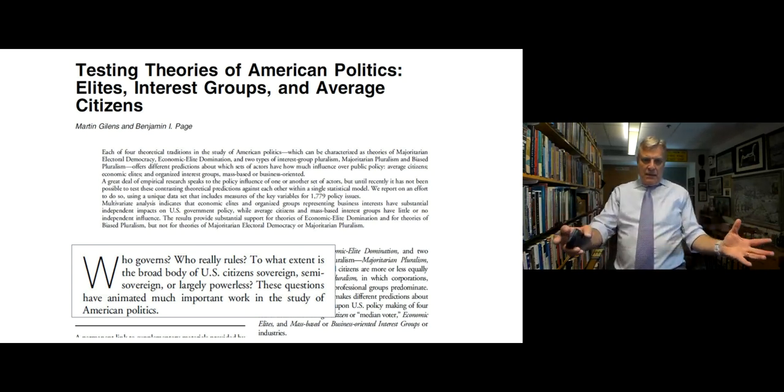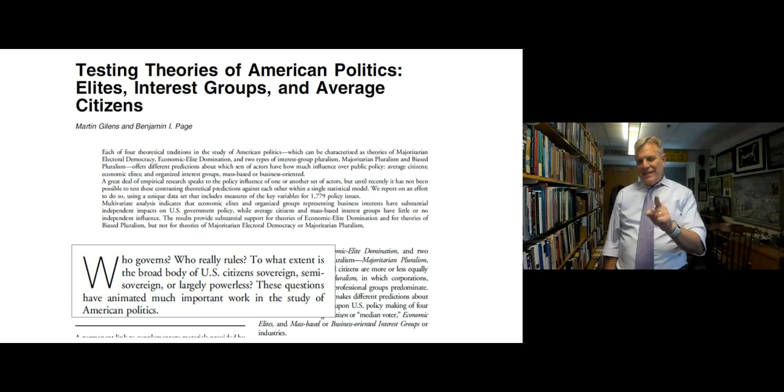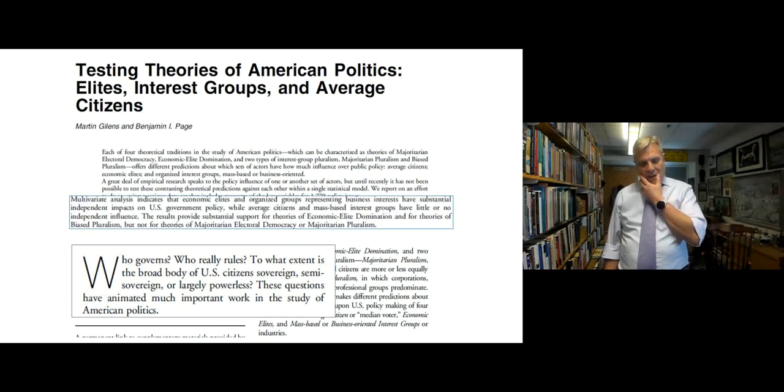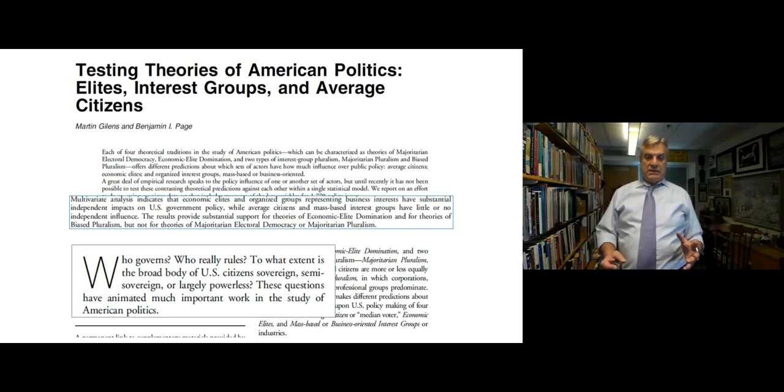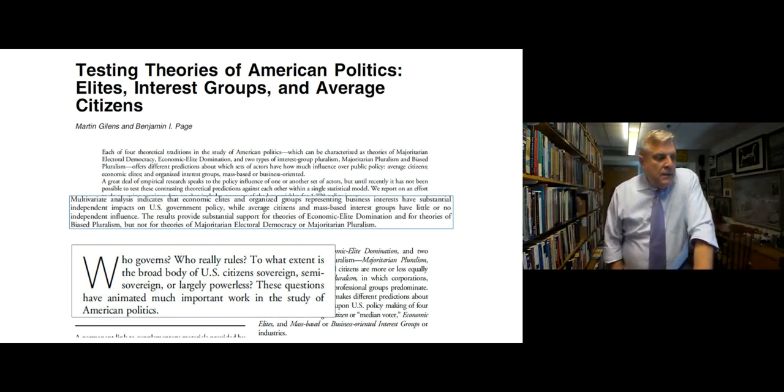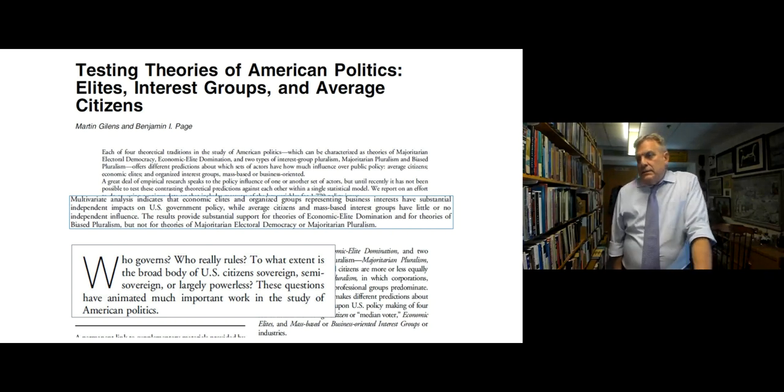These questions have animated much important work in the study of American politics, and what they find is what is now called biased pluralism. Yes, members of Congress are representative of interest groups. However, those interest groups are biased and reflect moneyed interests. So it's a more complicated picture than this rather simplistic one that maybe you're learning about in civics classes. And it's an ongoing struggle because when you're in power, you like to make the rules and keep them in your favor.